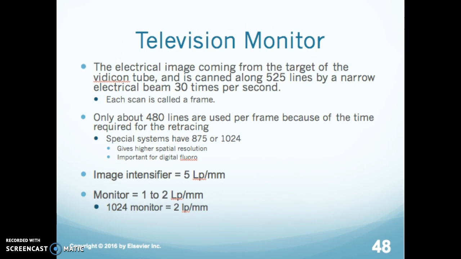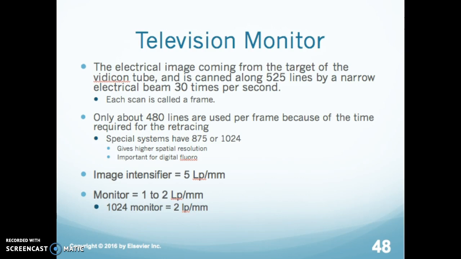So on television monitors, the electrical image comes from the target of the Vidicon tube, and it is scanned along 525 lines by a narrow electrical beam 30 times per second. Each scan is called a frame. Only about 480 lines are used per frame because of the time required for retracing. Some special systems have 875 or 1024 lines, which gives better spatial resolution. It's really important when we get to digital. We'll cover digital next week.